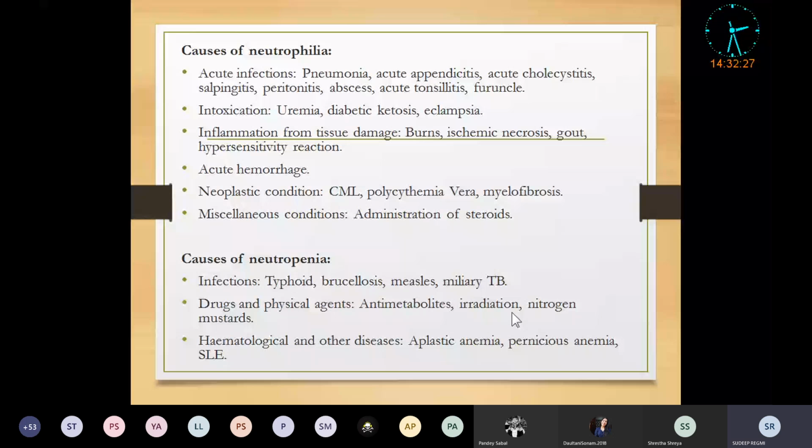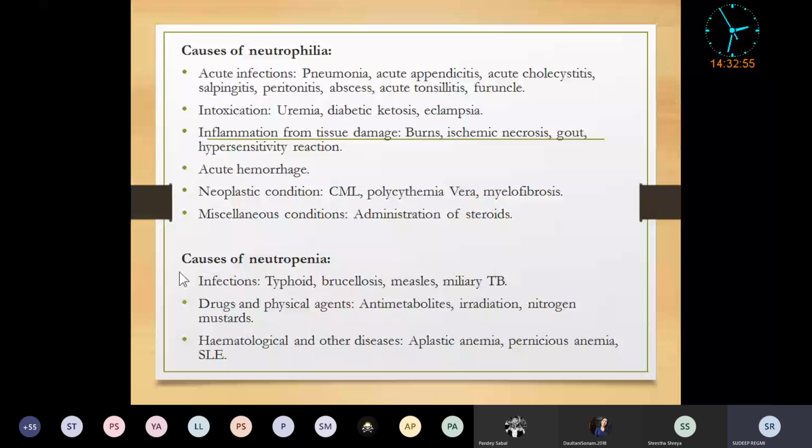Now let's talk about the causes of neutrophilia and the causes of neutropenia. This is very, very important, and this will be asked during your table viva or main viva, or in the hematology section of your SAQ, PBQ, or MCQs. So it is very important to know the causes of neutrophilia and neutropenia.